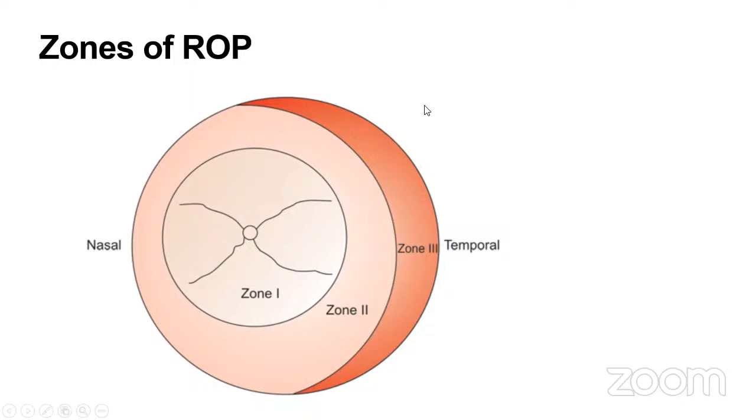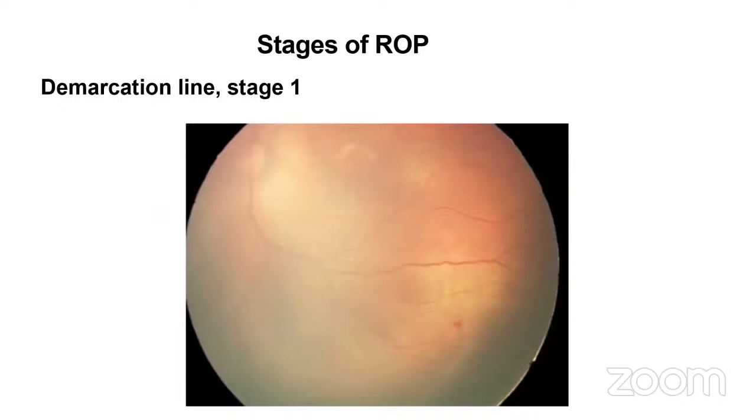The recent classification is the ICROP 3 classification, which was done in 2019. They also included posterior zone 2, that is, 2 disc diameters anterior to the edge of zone 1, which is also called posterior zone 2. They classified it as a separate posterior zone 2 because disease activity in that zone will sometimes have characteristics similar to zone 1 ROP. It can behave like zone 1 ROP also. That's why they have classified it as a separate posterior zone 2.